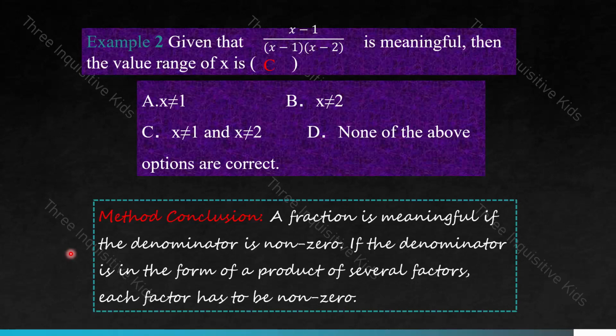So here is our method conclusion. A fraction is meaningful if the denominator is non-zero. If the denominator is in the form of a product of several factors, also in factored form, then each factor has to be non-zero. This is where you have to really split up your thinking into this scenario and that scenario.